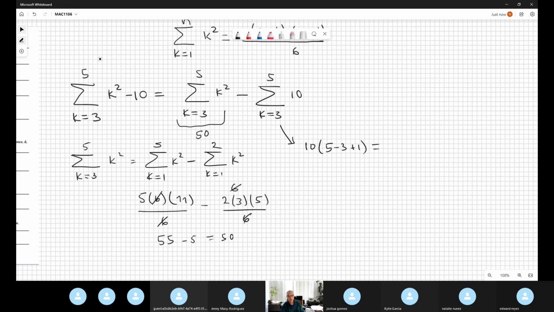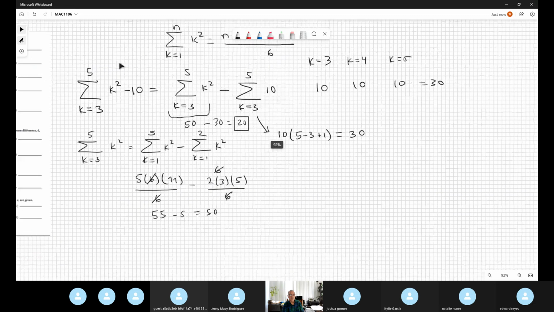Suppose k equals 3. The answer is 10 because it's a constant. K equals 4, it's 10 again, it's a constant. K equals 5, it's 10. And 10 plus 10 plus 10 is 30. Same answer you get if you subtract 5 minus 3, which gets 2. 2 plus 1 is 3. 3 times 10 is 30. What is the final answer? The final answer is 50 minus 30, which is 20.